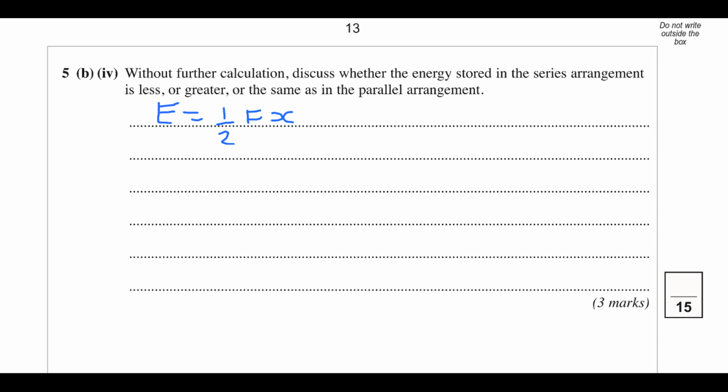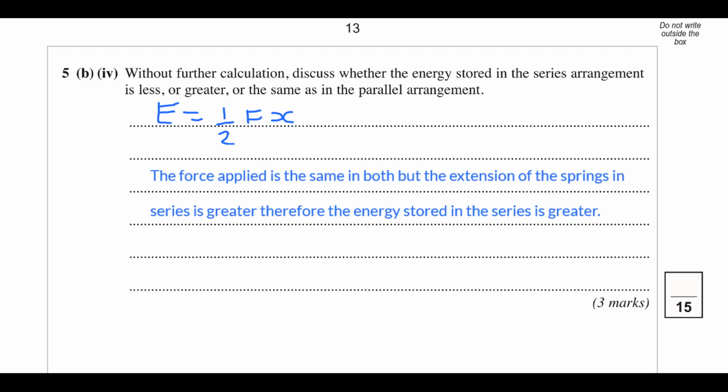Okay, so let's get that down. Alright, and so that's the explanation. So the force is the same, extension is greater, therefore energy stored is greater, using this equation right here. Okay, so that finishes question 5.